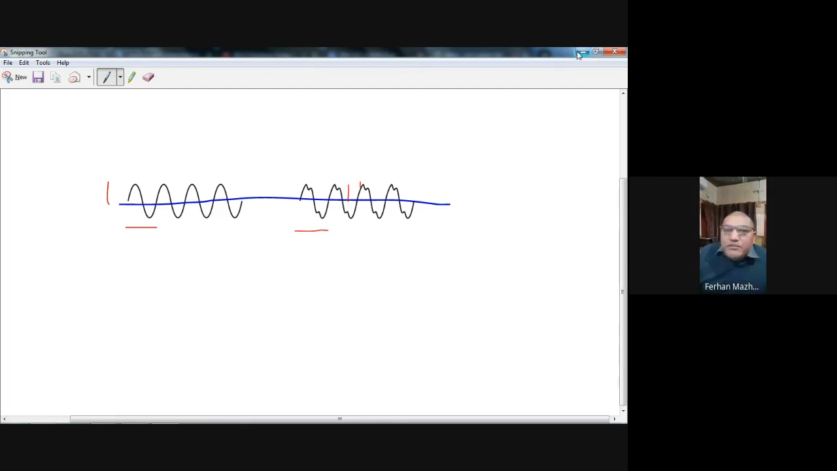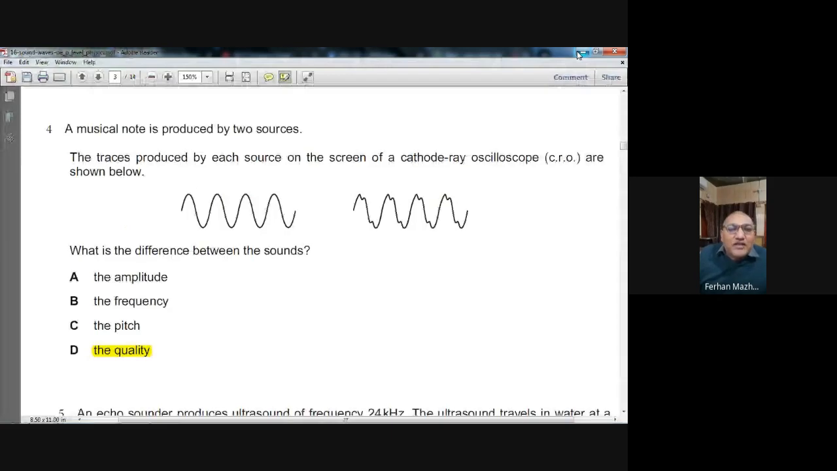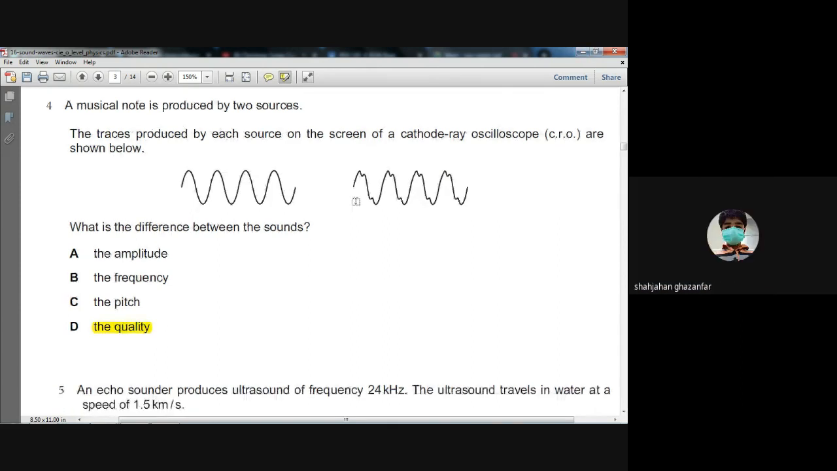They have the same time period. The time period is same. Frequency is 1 by T, reciprocal of the time period. So, the frequency is same, their pitch is same, their amplitude is same, their loudness is same. The basic shape of the waves is different from each other. That's why we say that thing is called the quality. So, the quality is different. Got it, sir.